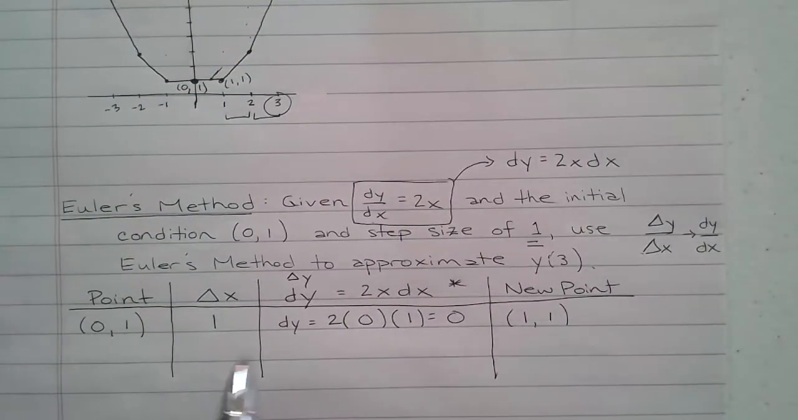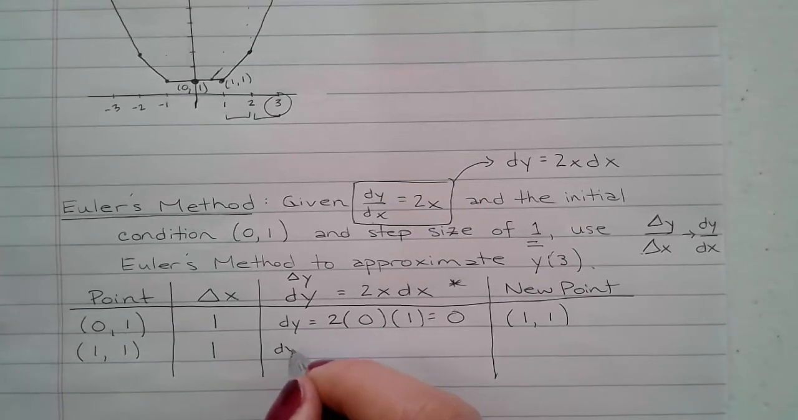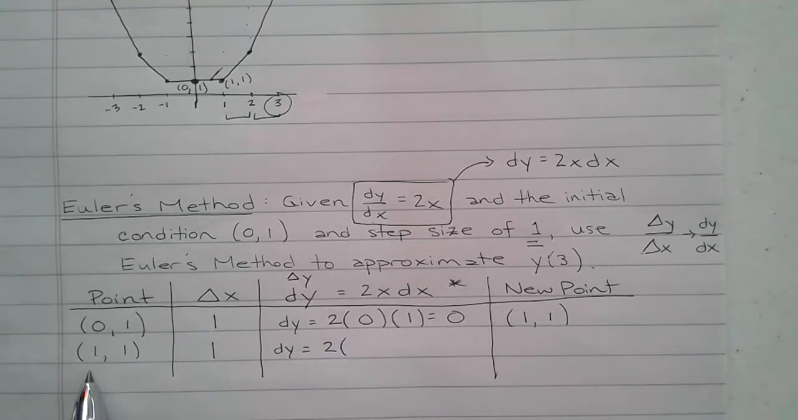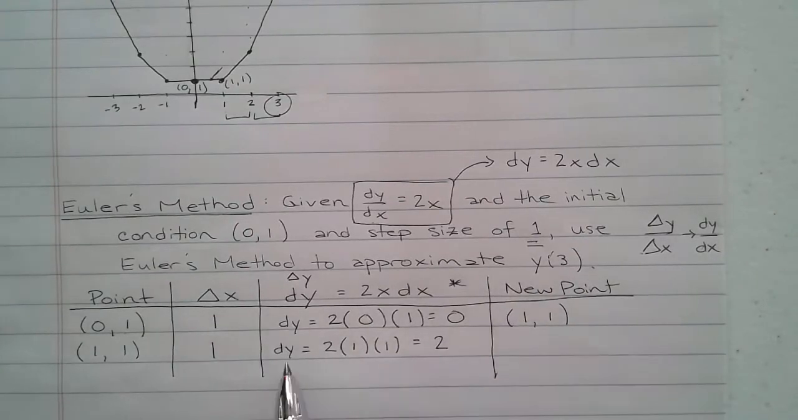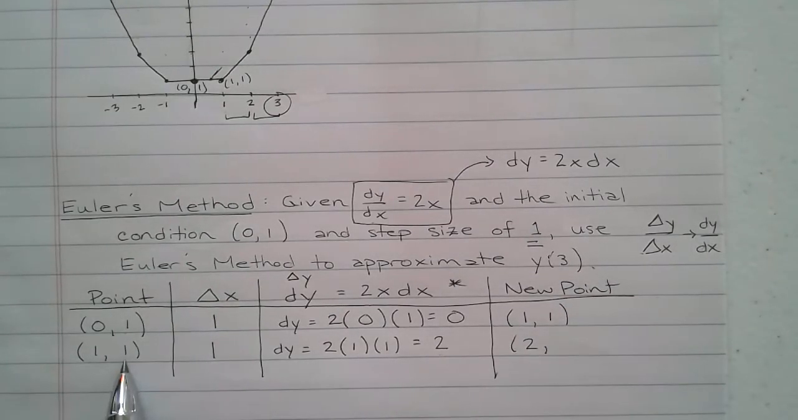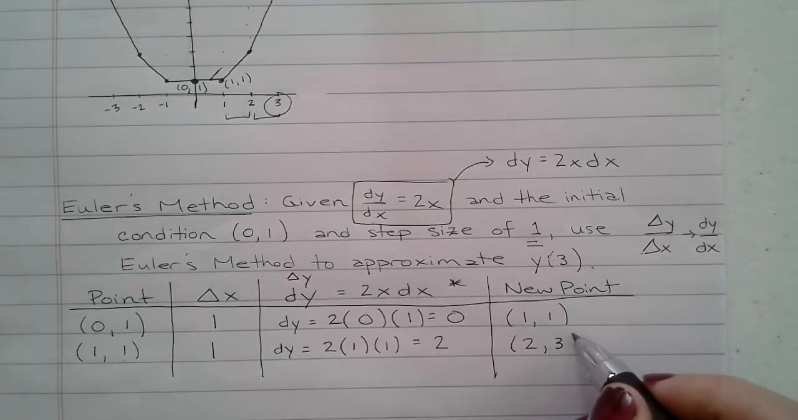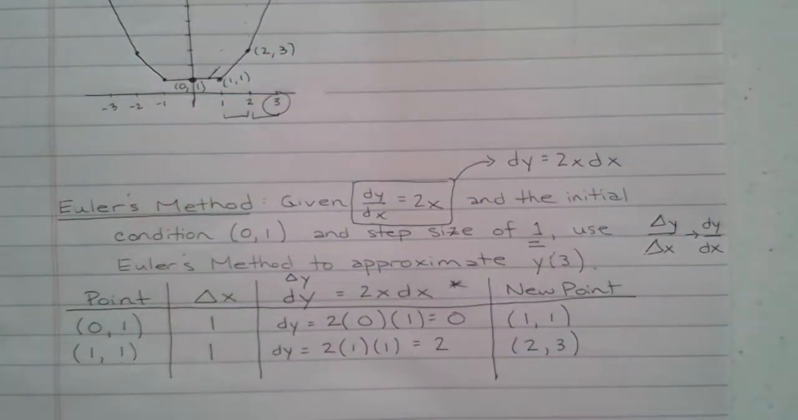Let's try again. I'm going to bring this point down. Our change in x won't change. It's constant. And now we're going to try this again. Our change in y is going to be 2 times whatever the x value of this new point is, times the change in x. So our change in y is 2. So we started at an x of 1, it changed by positive 1, so we're now at 2. We started at a y of 1, it changed by positive 2. 1 plus 2, we're now at 3. And notice that is a point we got right there.